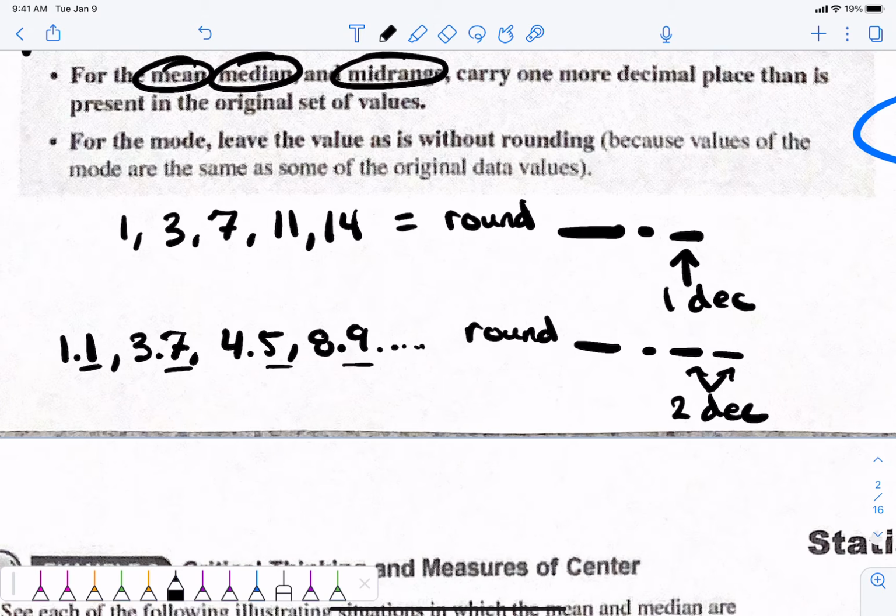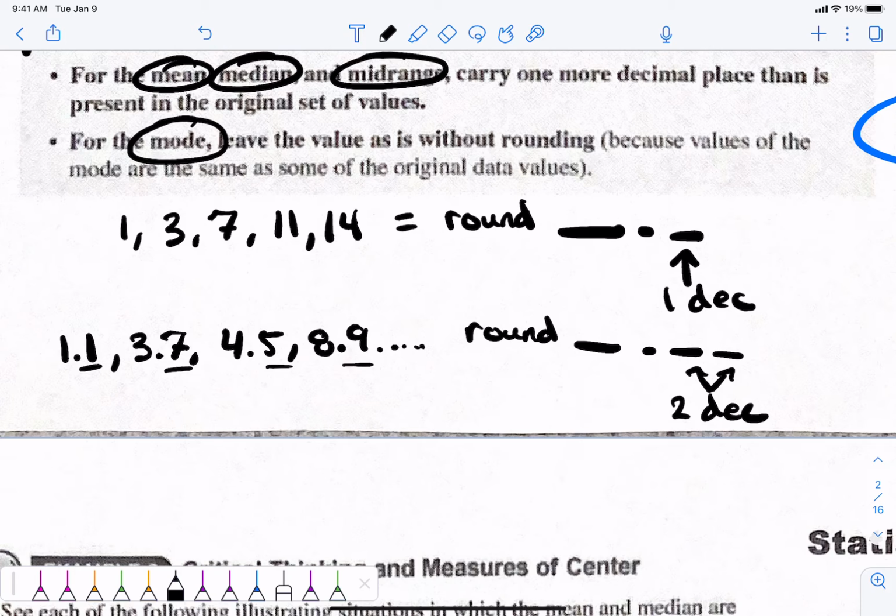For the mode, why do they say you leave it without rounding? For the mode, you don't have to do any calculations, right? It's just the mode, the one that occurs the most. You just leave it the same as what it is in the data set, right? So the mode is exempt from that.